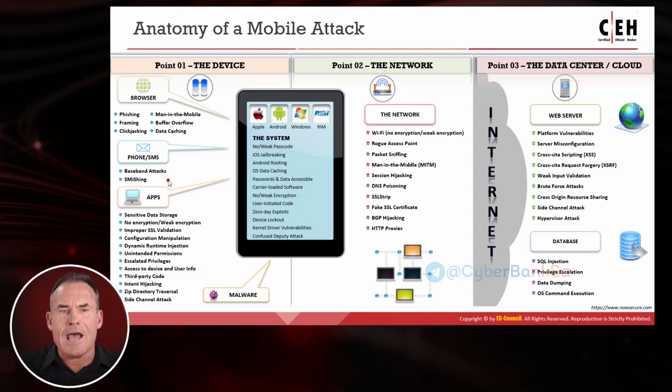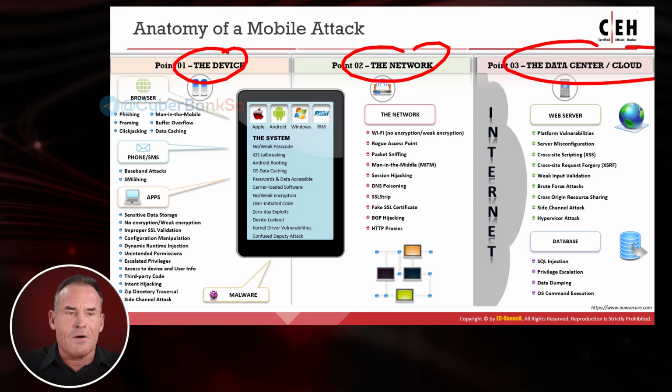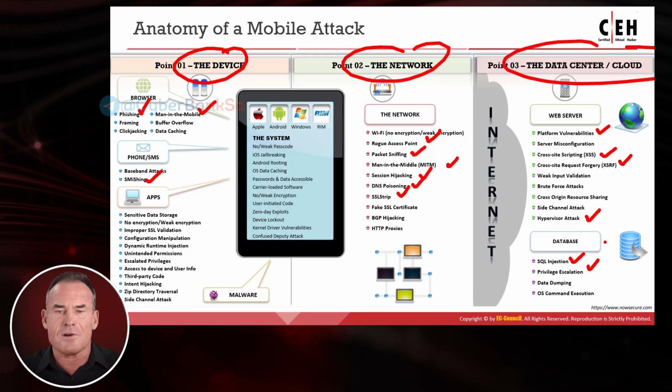Now, anatomy of a mobile attack, really the anatomy of any attack involves the device, the network, the data center, the cloud. Now, there's going to be some really familiar terms here. Phishing, man in the middle, okay? Smishing is a new one, but that's just phishing via SMS. So, okay, got it. Escalated privileges, third-party code, directory traversals, etc. Rogue access points, packet sniffing, man in the middle, session hijacking, DNS poisoning, SSL stripping, platform vulnerabilities, cross-site scripting, request forgery, hypervisor attacks, SQL injection, privilege escalation. Some really familiar terms and concepts.